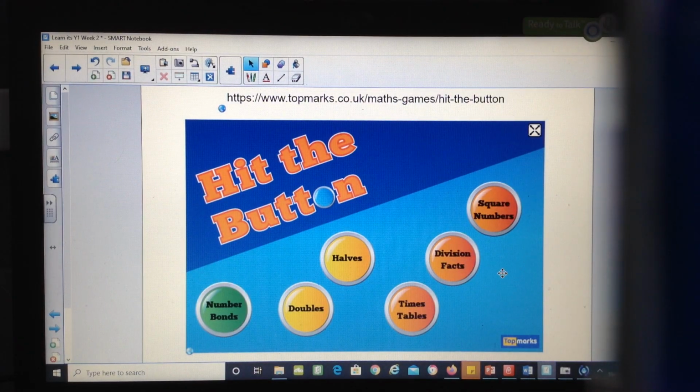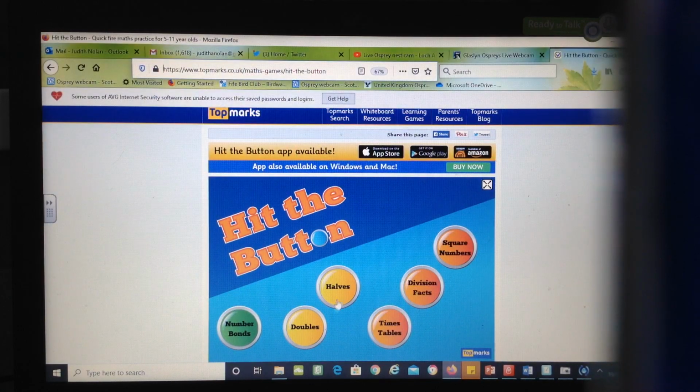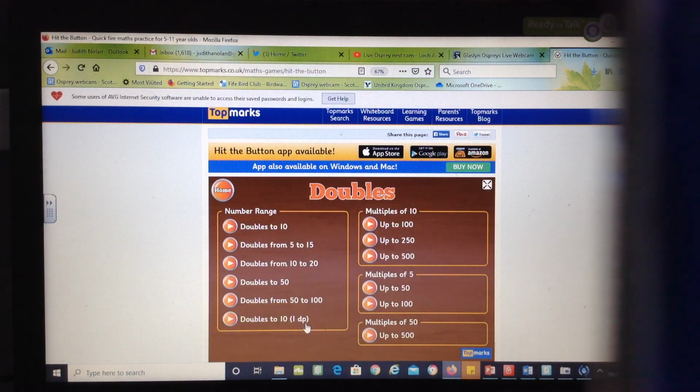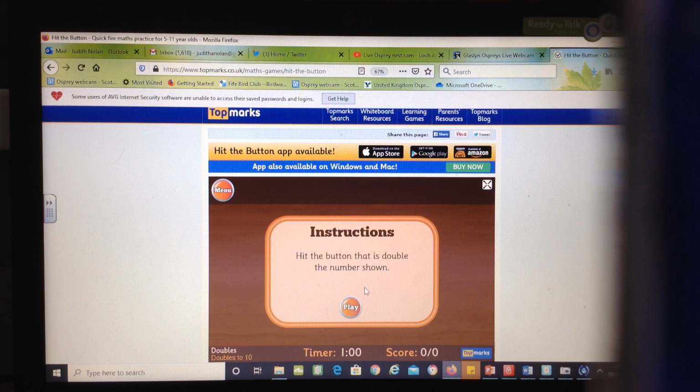So, what I'd like you to do now, to make sure that you're really learning all those doubles, is go on to Top Marks again, and this time we're going to play a game called Hit the Button, and you need to find the one that says doubles. So we'll just go on the internet, and here we are. I'm already on, so we'll hit the doubles one. And what you want to do is the doubles up to 10. Okay? And then it will give you instructions. You've got to hit the button that is double the number shown.